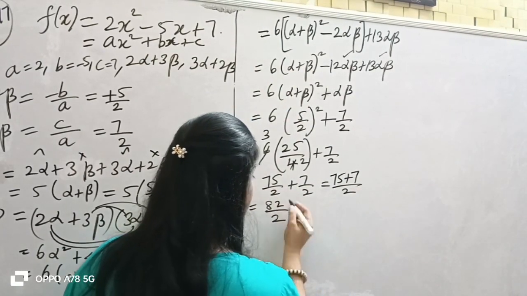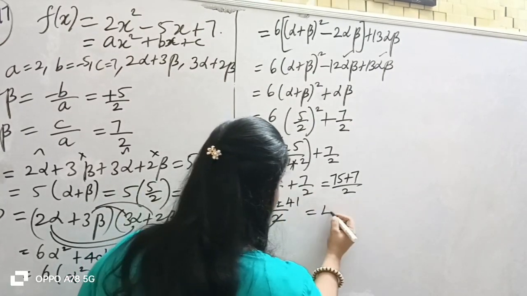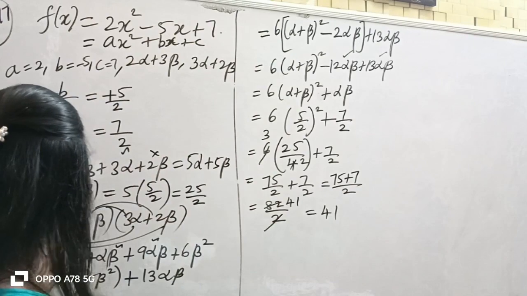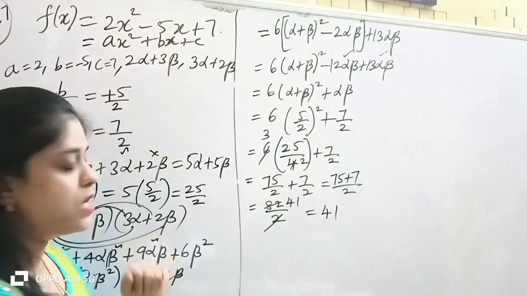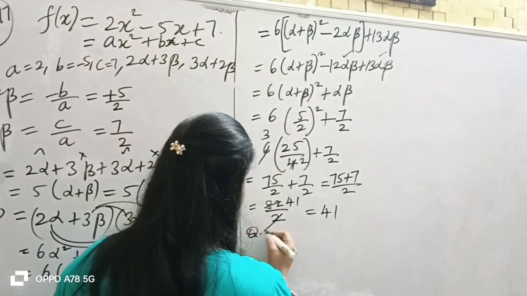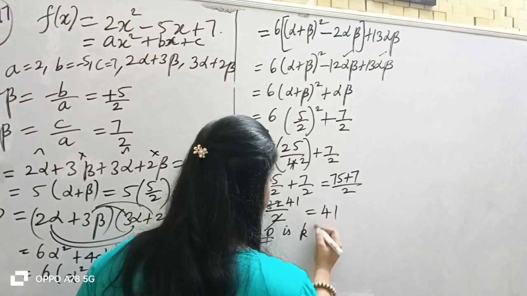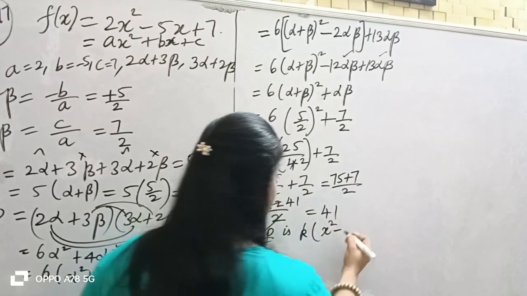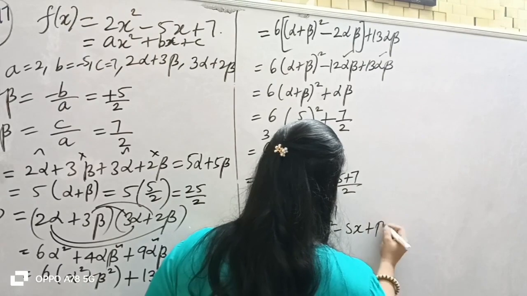82 by 2. Cancel பண்ண முடிஞ்சா பண்ணலாம், பண்ண முடியும் இல்லையா? 41. So this is 41. Your sum is 25 by 2. Your product is 41. So they are asking the quadratic polynomial. What is the formula? k into x square minus sum of the s into x plus p.